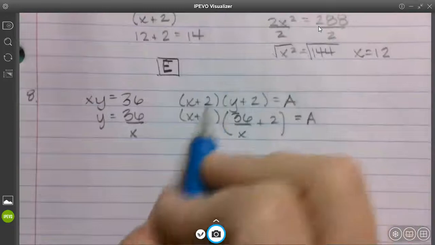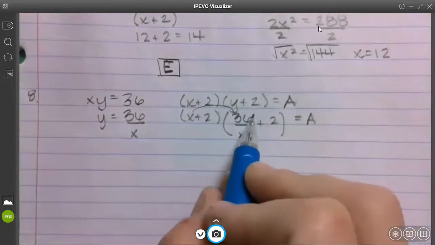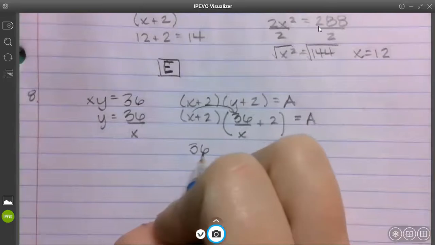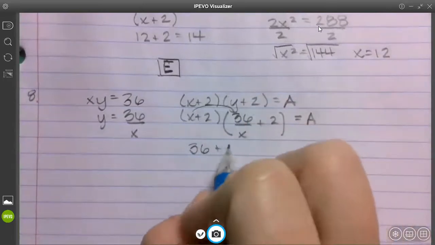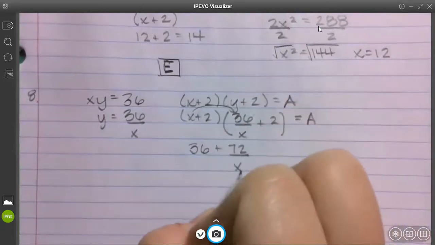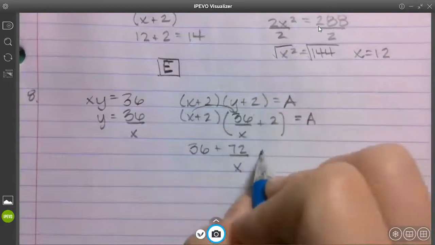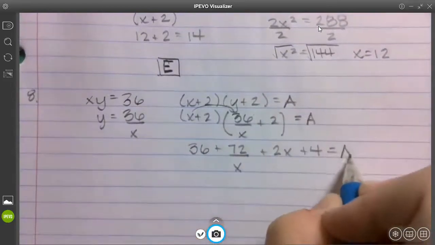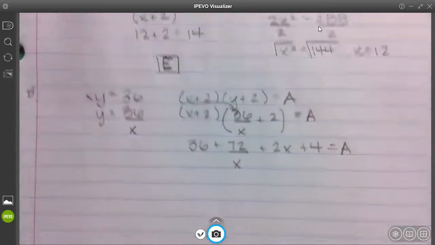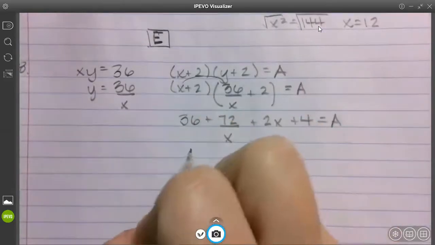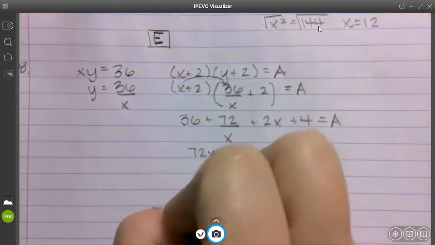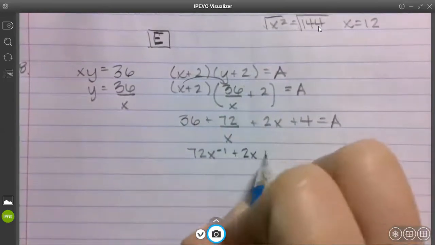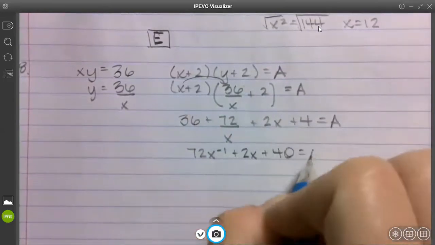We're going to distribute. This is going to be just like the other one. You're going to have 36x over x. Let's just change this to 36. 36 times 2 is 72 over x, sorry. 2 times x is 2x, and 2 times 2 is 4. We're going to go ahead and add like terms and then take the derivative. So we get 72. I'm going to rewrite it as x to the -1 plus 2x, and then 36 plus 4 is 40.